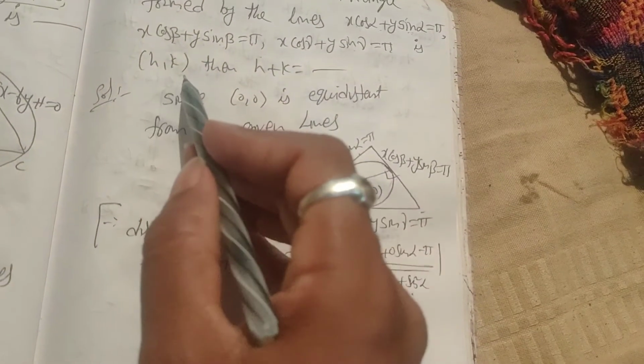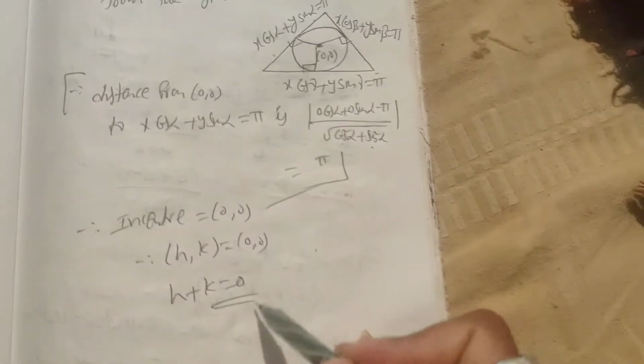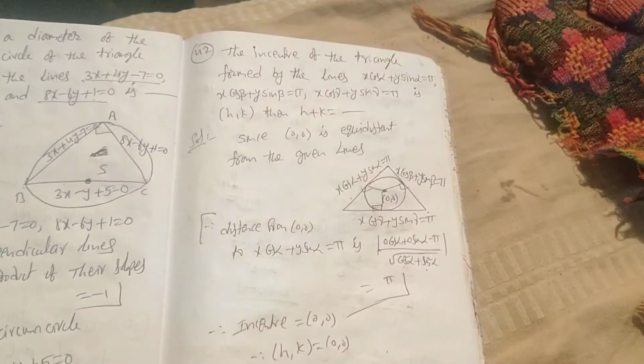They have given 0, 0 is equal to h, k. So find h plus k. So h plus k is equal to 0. This is also one of the conceptual questions.